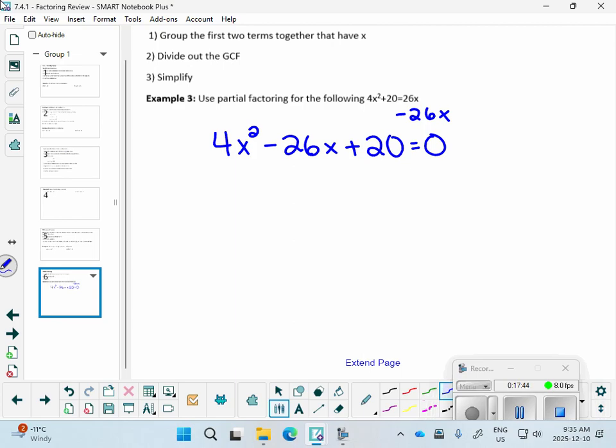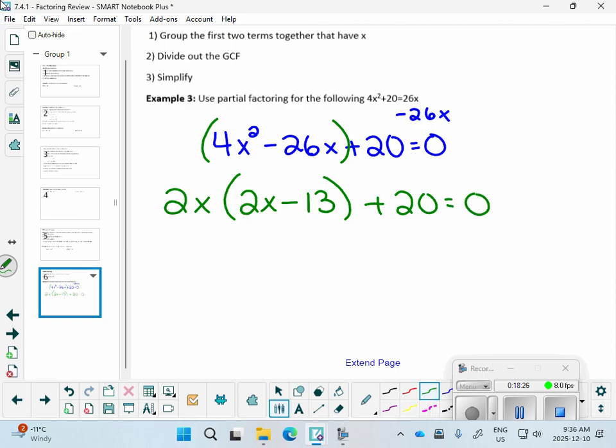And partial factoring is when we put these imaginary brackets around the first 2 terms. Okay? And we just factor those terms. So what do 4x squared minus 26x have in common? 2 and an x. Right? 4 can't go into 26, so we have to go with 2. And that leaves me with 2x minus 13. And then I have this plus 20 equals 0.